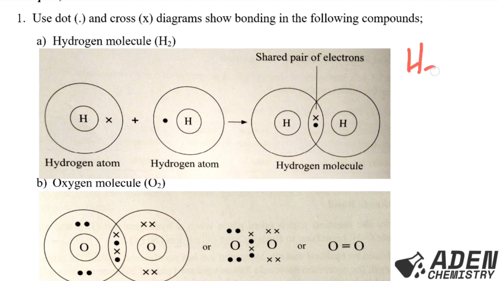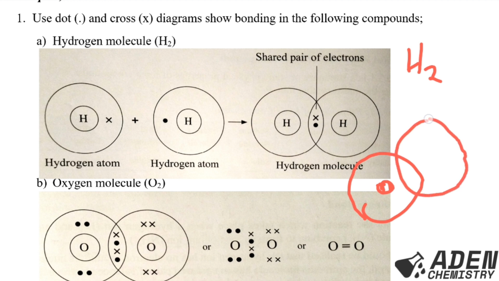The formula is H2. What does this mean? This means we are going to have the nucleus of the first hydrogen, and we link it with the other hydrogen, and this is its nucleus. These are the two hydrogens. This one I can give a cross, this one a dot. What is the number of electrons for this hydrogen? It is 1. This one is also 1. Electronic configuration of 1 and 1.